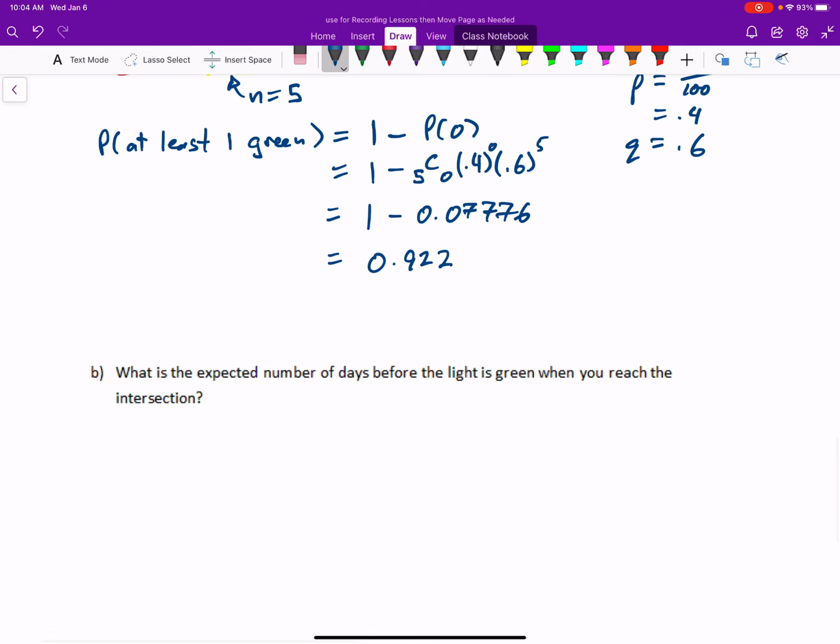B part, what is the expected number of days before the light is green when you reach the intersection? Okay, now we don't have a set number of trials. We switched out of binomial mode into geometric mode. So we have an infinite series. So geometric.